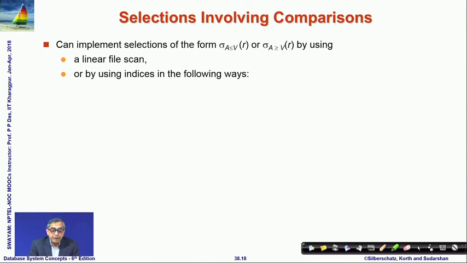This is a very common selection condition, where we are selecting on less than or equal to, or greater than or equal to kind of conditions. We can implement this using a linear file scan or by using indices in a certain way. Using indices, we will certainly have a better performance.